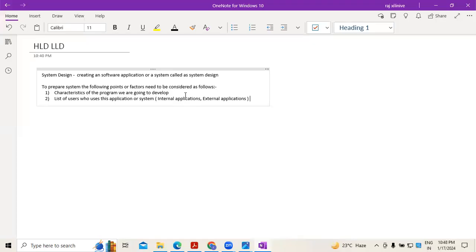So when we are going to develop any kind of application, especially when you want to create a system design for any application, first of all we must know the characteristics of the system or application we are going to develop.